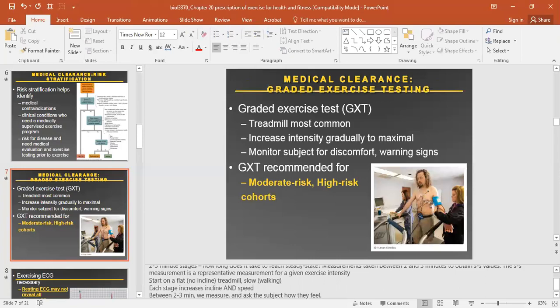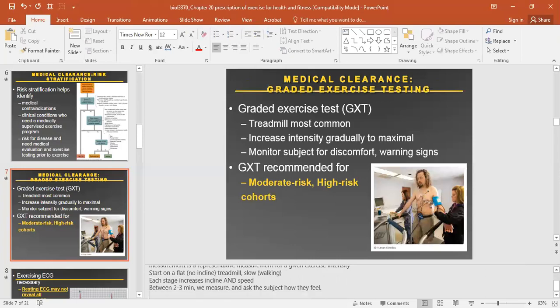At no point do you ever increase the incline and speed and move on to the next stage if the subject says they're done. No ifs, ands, or buts about it. So each stage is 2 to 3 minutes. Every initial stage starts on a flat, no incline treadmill, walking slow. And then every stage beyond that increases both speed and incline.